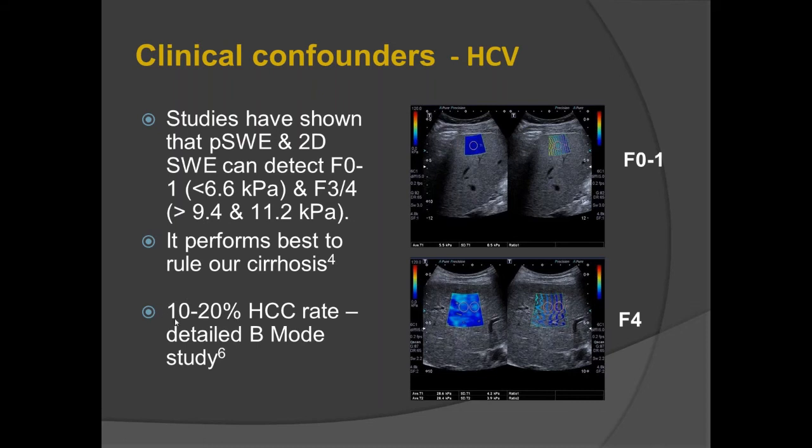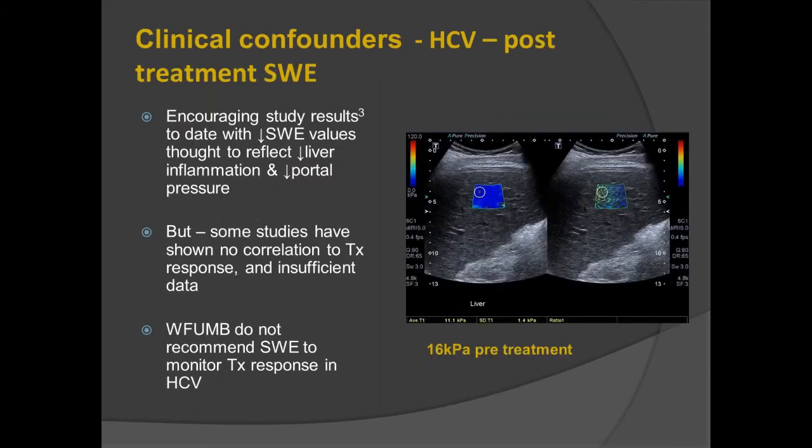There's been studies that have shown that we can assess patients post-treatment, so post-hepatitis C treatment or post-antiviral treatments, and there's been some good papers published. But at the moment, and we've got an example here, we've got a patient that had a 16 kilopascal elastography value before their treatment, and then afterwards, when we scan them, this reduced to 11. But WFUMB don't recommend us currently to use shear wave to monitor treatment response because it's thought to not always reflect viral load.